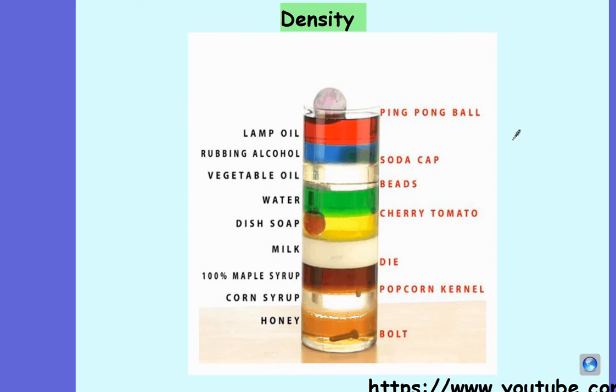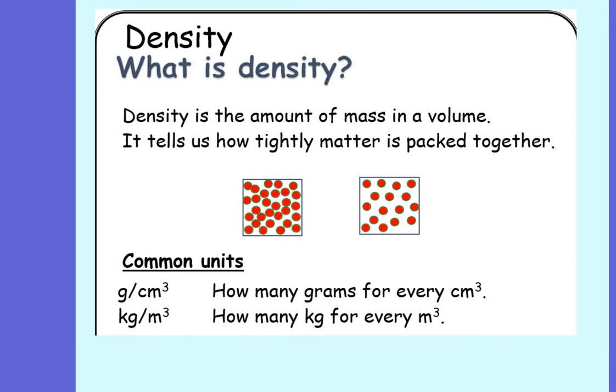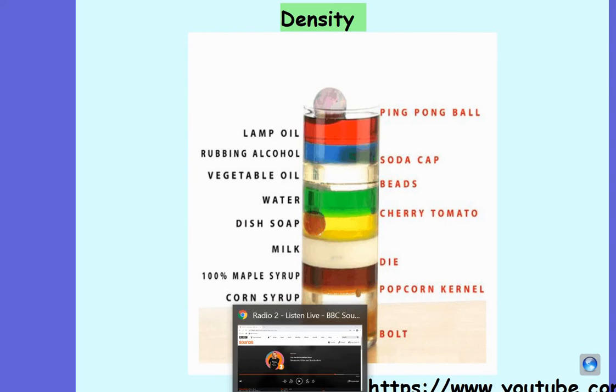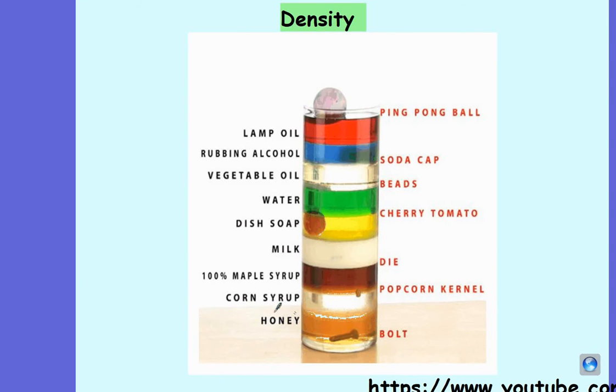So here I have a variety of different liquids and solids, and if I mix them all together, they will actually form layers according to their relevant densities. So according to how tightly the matter is packed together. For example, at the bottom, I've got my most dense liquid and solid, which is honey and a bolt. On top of that will form a layer of corn syrup and popcorn kernel. On top of that, slightly less dense is your maple syrup and a dice. Milk is slightly less dense than that.